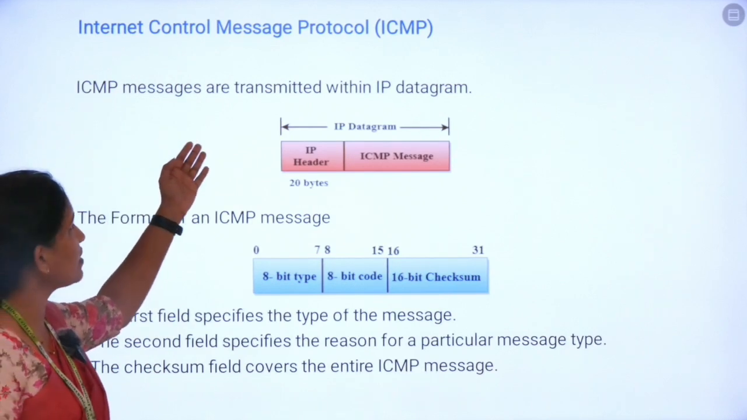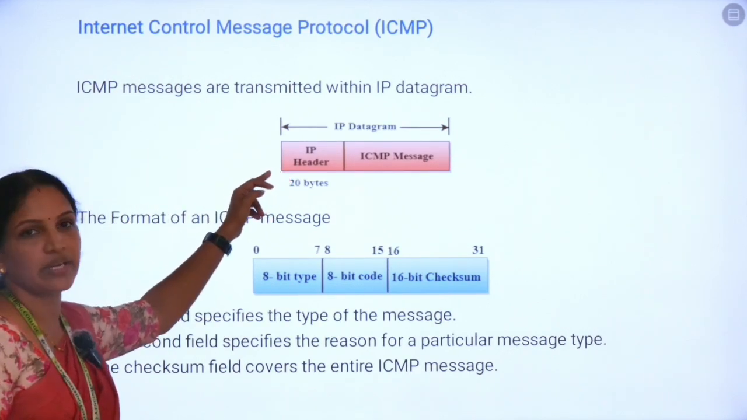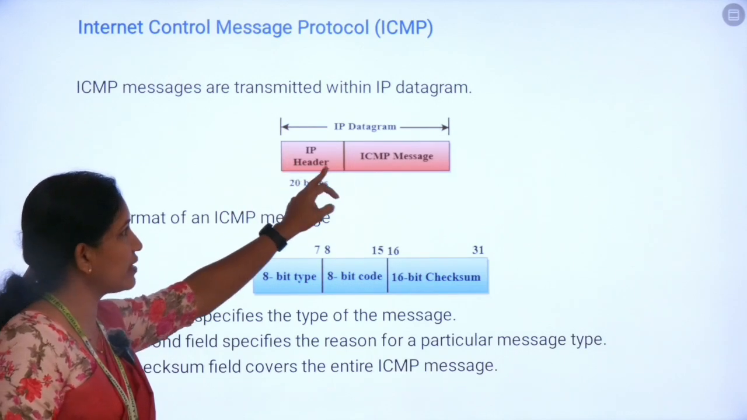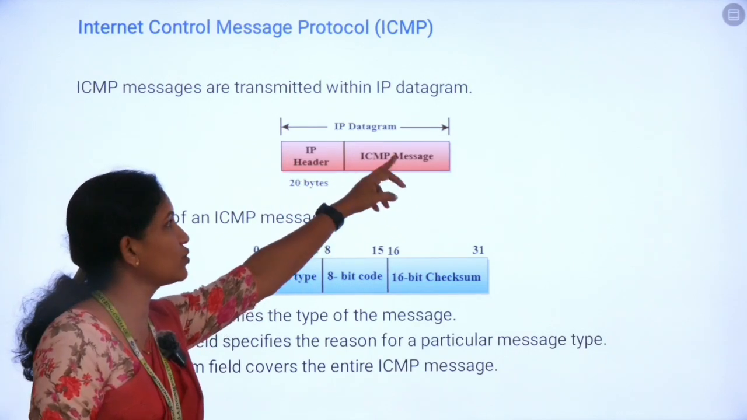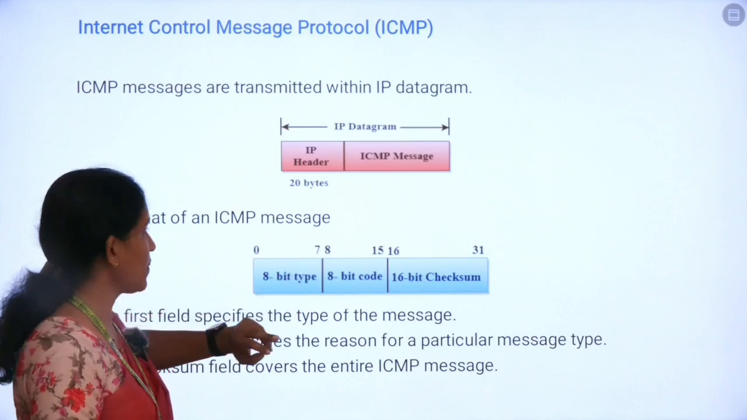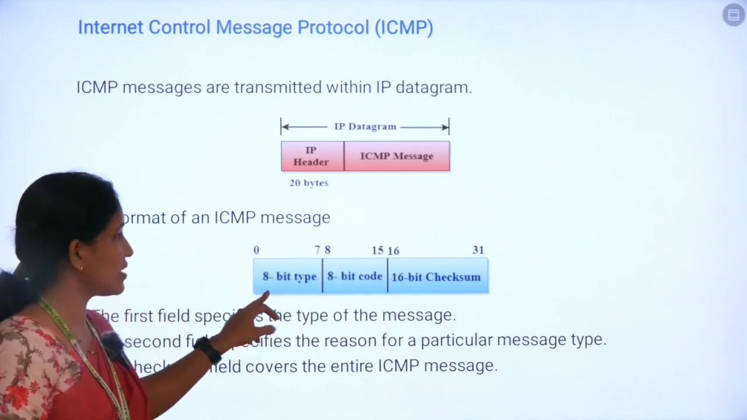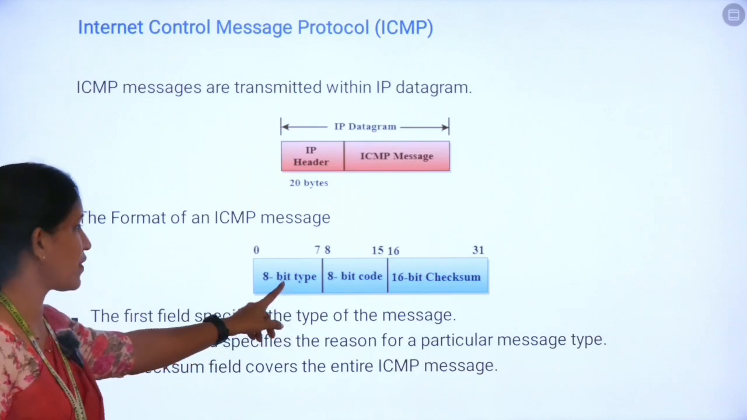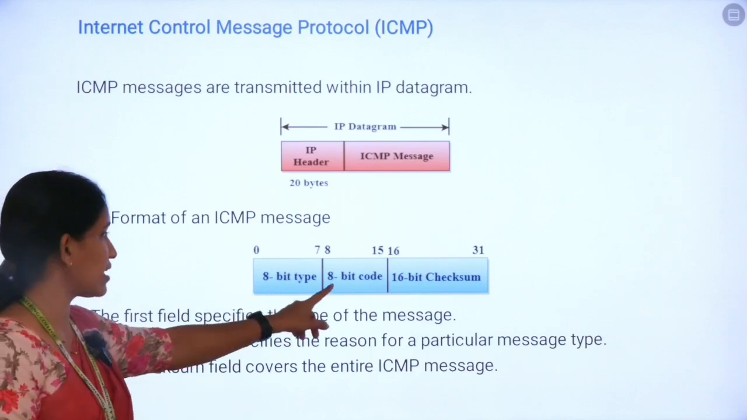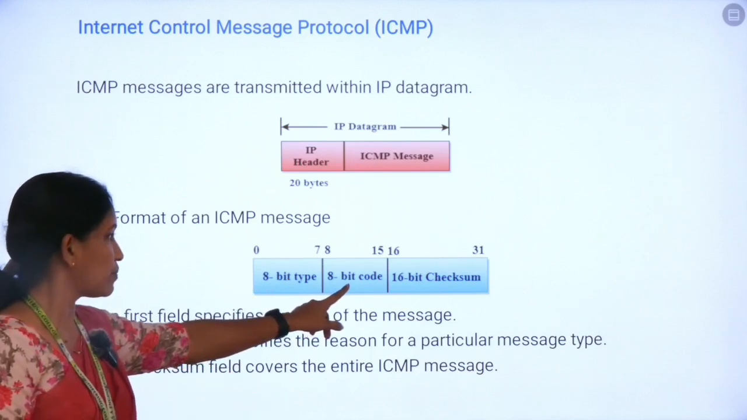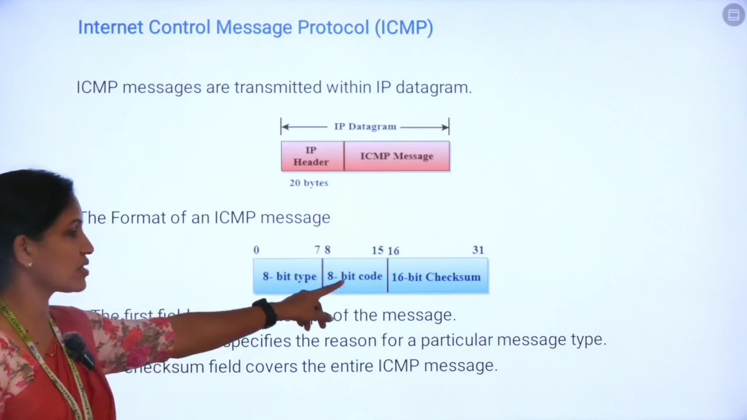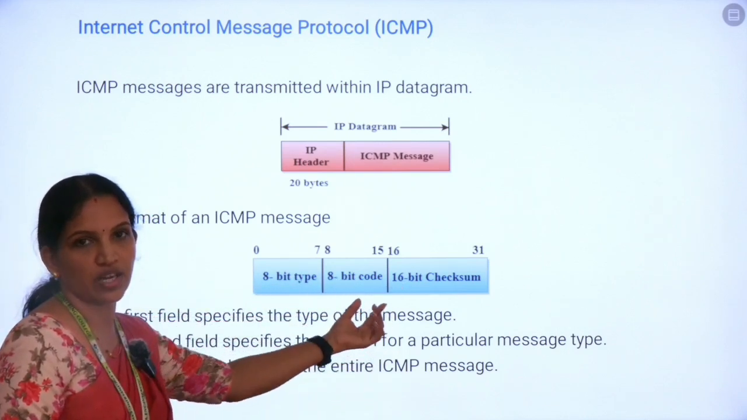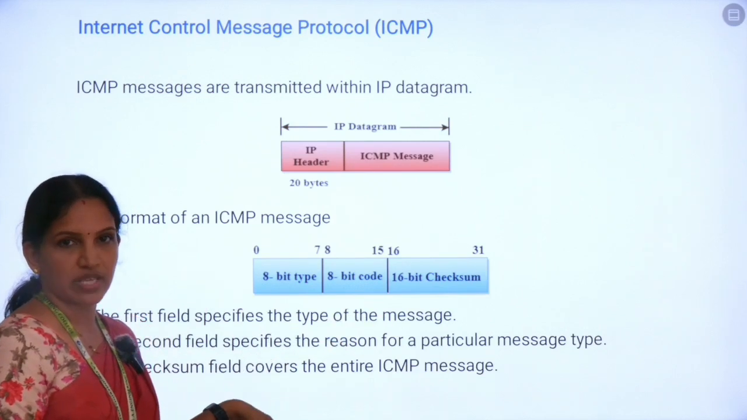Usually ICMP messages are embedded within IP datagram packets itself. So this is the IP header and the ICMP message will be embedded into this IP datagram, and this is the format of the ICMP message. The first field is the type which specifies the type of the message. The second field is called the code, that is the reason for this particular message, and the last field is the checksum which will cover the entire ICMP message.